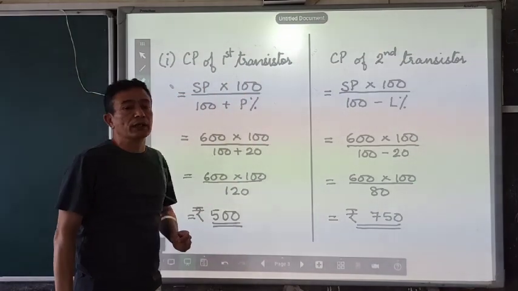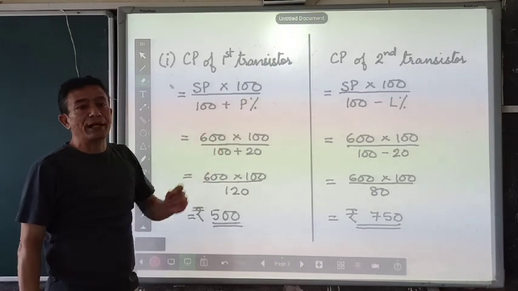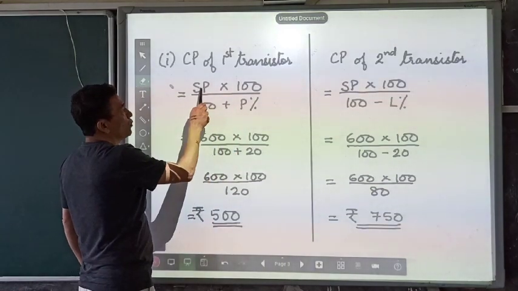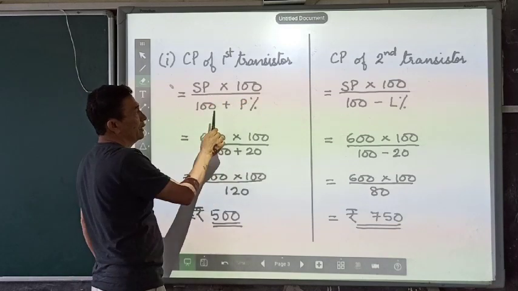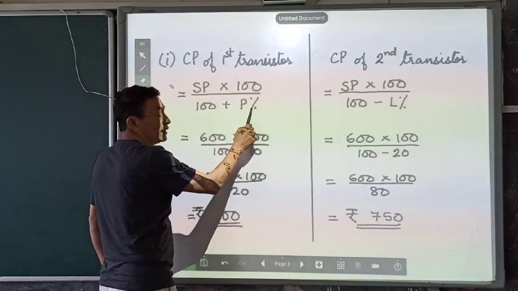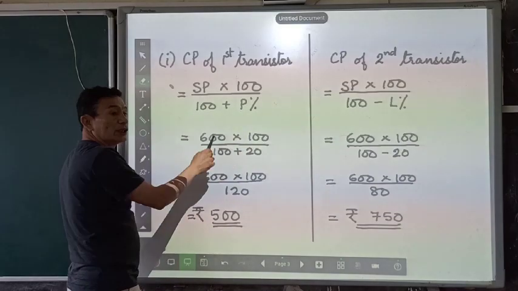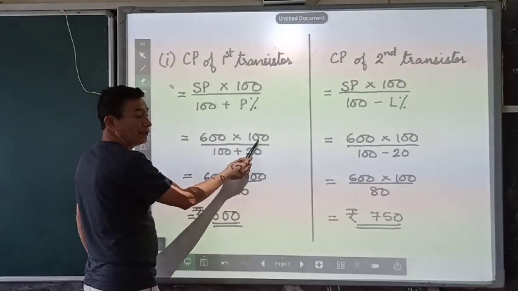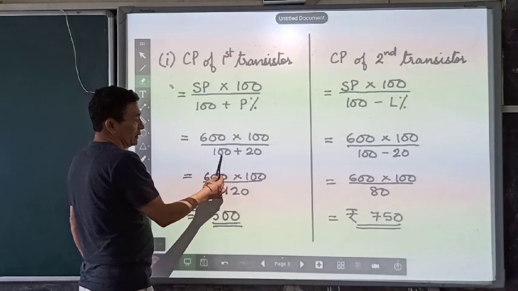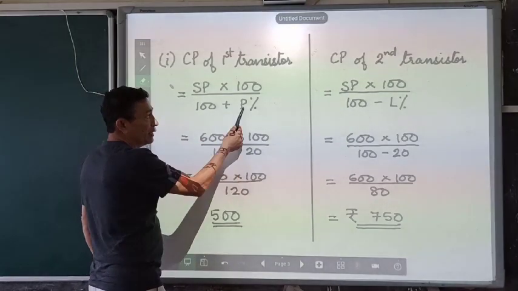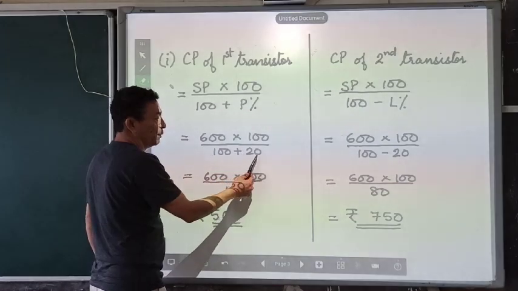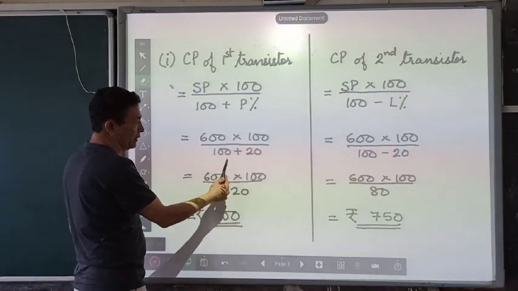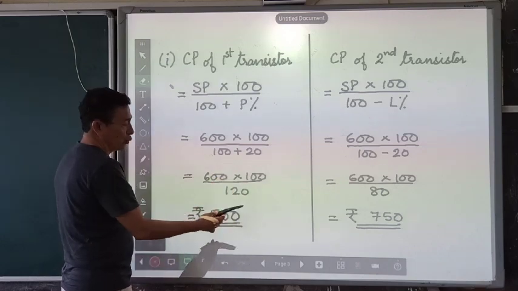Now from the question we understand that there is a profit of 20%. So we take the formula. Cost price is equal to selling price multiplied by 100 divided by 100 plus profit percent. So substitute them. Selling price was 600 multiplied by 100, and this is 100 plus there was a profit of 20%, so plus 20. So this becomes 600 multiplied by 100 divided by 120.